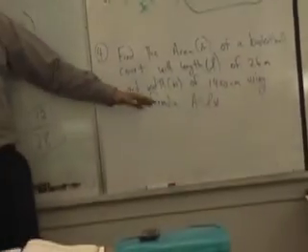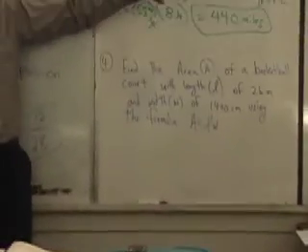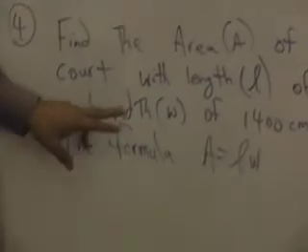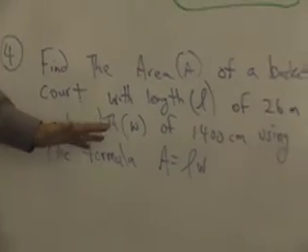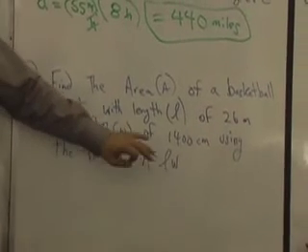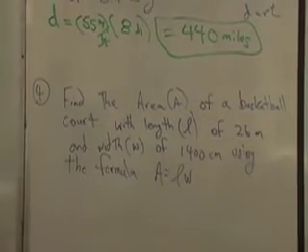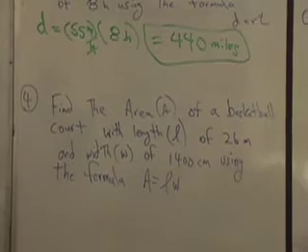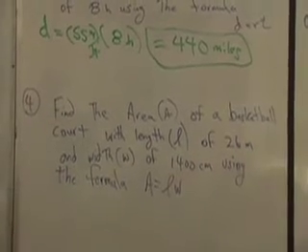Now we're back down to number 4. You're going to get problems on distance, rate, time. You're going to get area problems. You're going to get perimeter problems. With area problems, it's always good to make a diagram if you can. What kind of diagram would we do here with a basketball court? Ari, go ahead and read it.